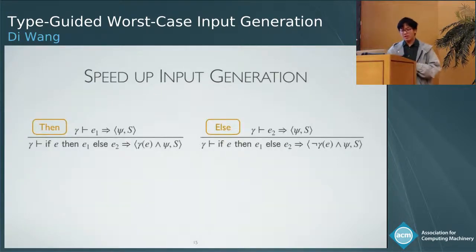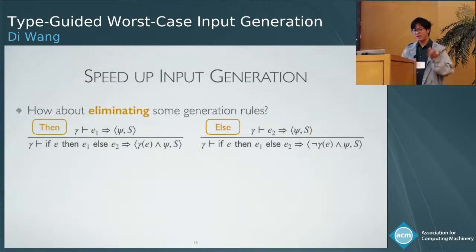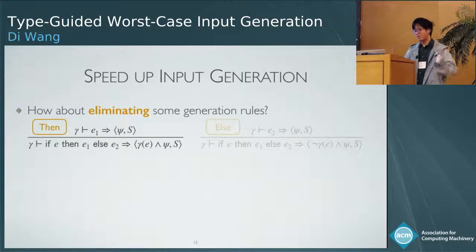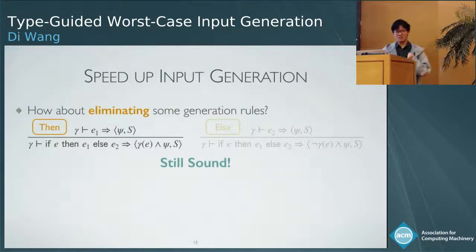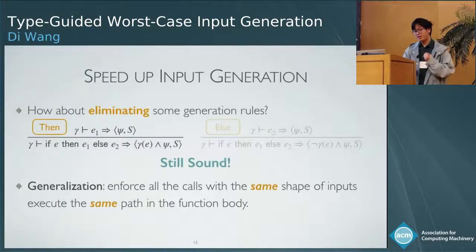This kind of type-guided input generation is still non-deterministic in the sense that for a conditional expression, both branches may not waste potential, so you cannot prune any of them. But because we have soundness, we can just throw away some rules, so that we can totally forget about the else branch and only execute the then branch. If our algorithm can still return some result, it's still correct by soundness. A generalization is that we can enforce all the calls with the same shape of inputs to execute the same path inside the function body.